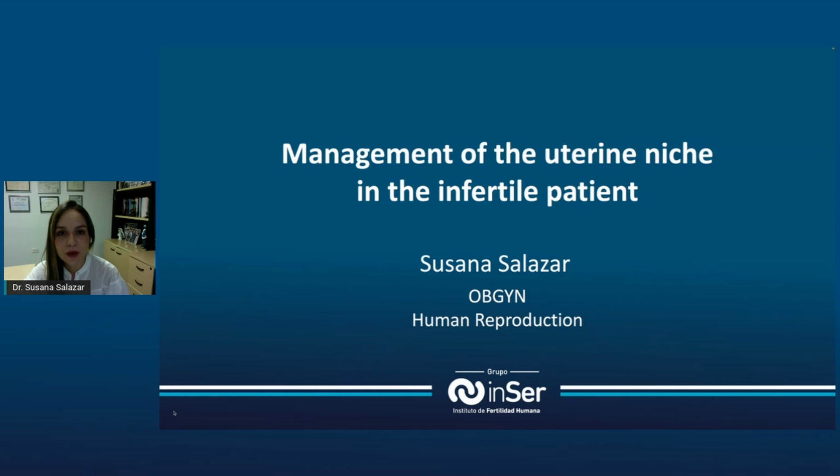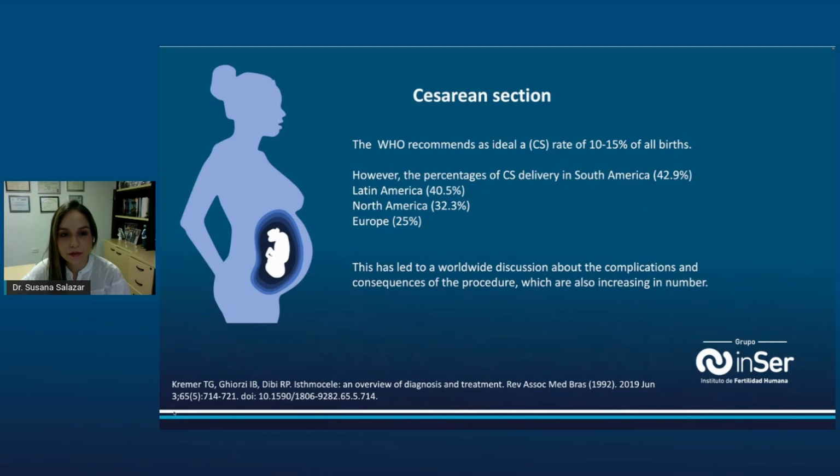Today, I'm going to talk about management of the uterine niche in the infertile patient. About C-section, the World Health Organization recommends an ideal C-section rate of 10 to 15% of all births. However, the percentage of C-section delivery in South America is 42.9%. In Latin America it is 40.5%, North America 32.3%, and Europe 25%.